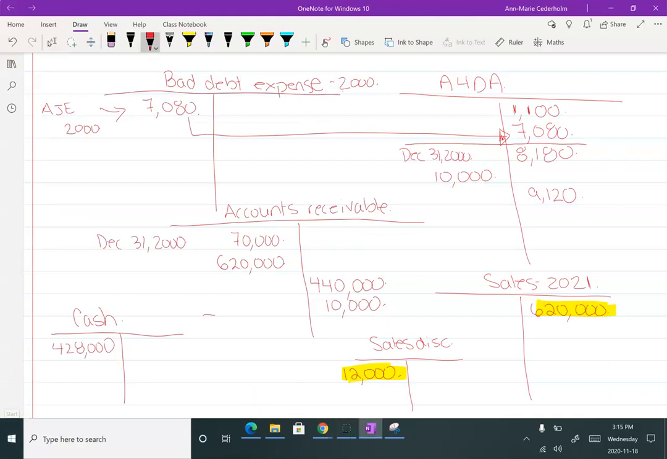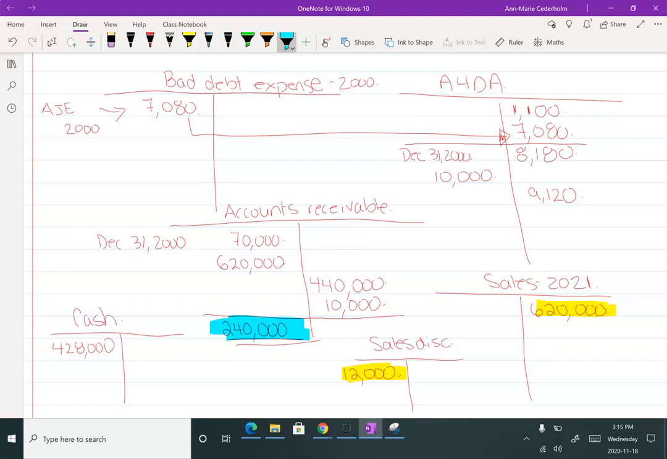So accounts receivable, so I opened in 2000 with 70,000. I sold on credit 620. I collected 440 and I wrote off 10,000. And so the final balance is 240,000. And that's what I'm going to put as my gross accounts receivable.